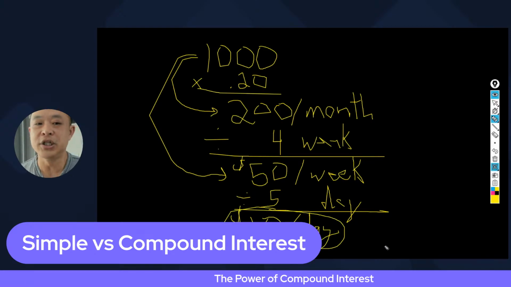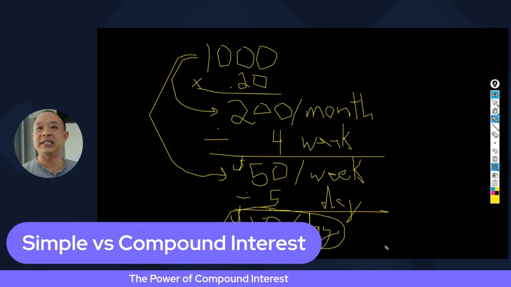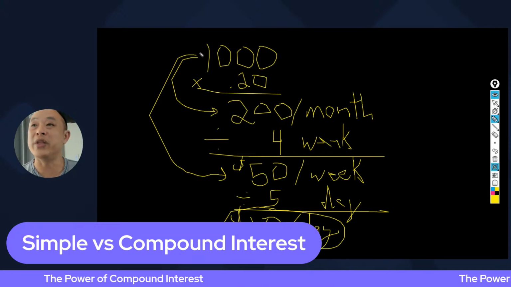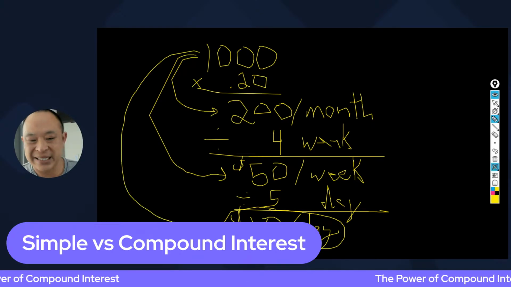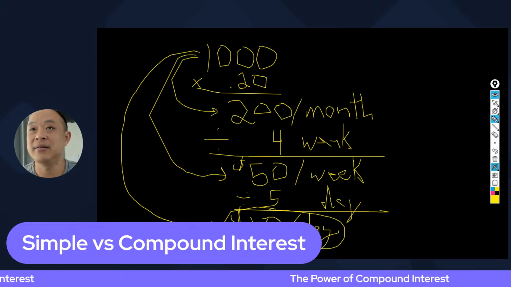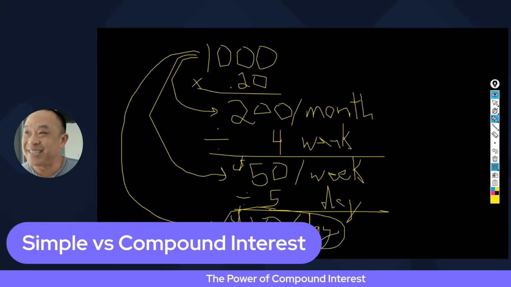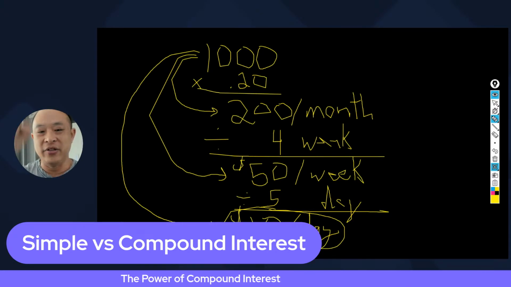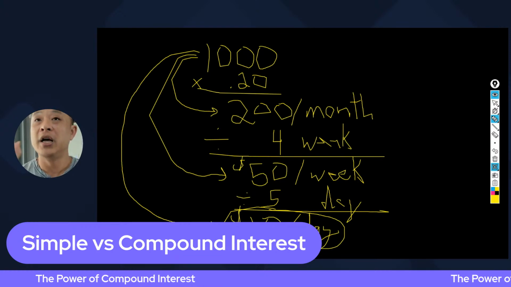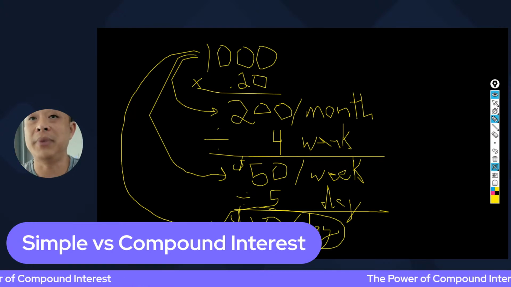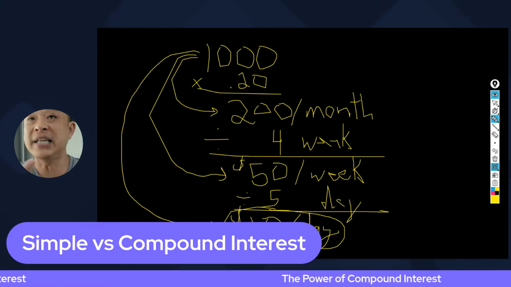All right, so let me ask you this now, Allison. Is this more realistic? Can I turn $1,000 and generate $10 a day? Yes, you can. Can I make $10 a day from $1,000? I could, right? That's more realistic.